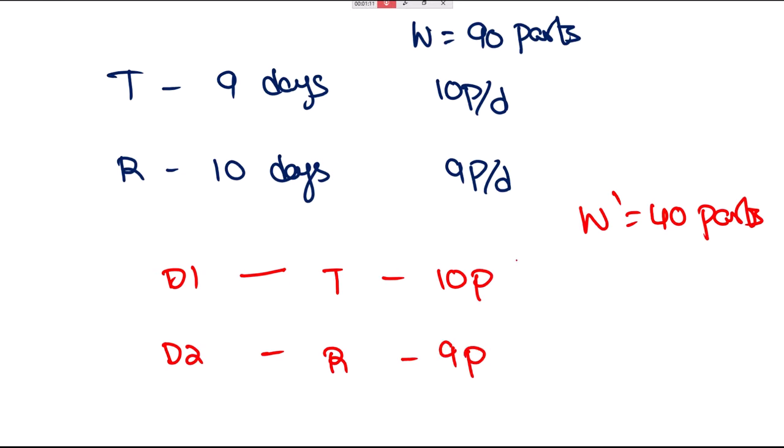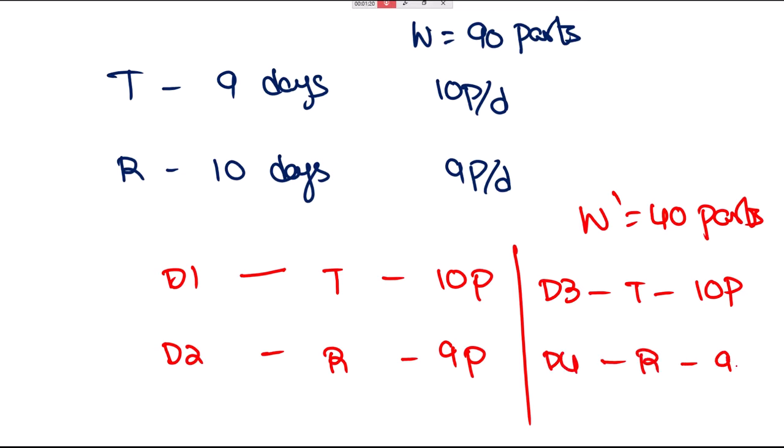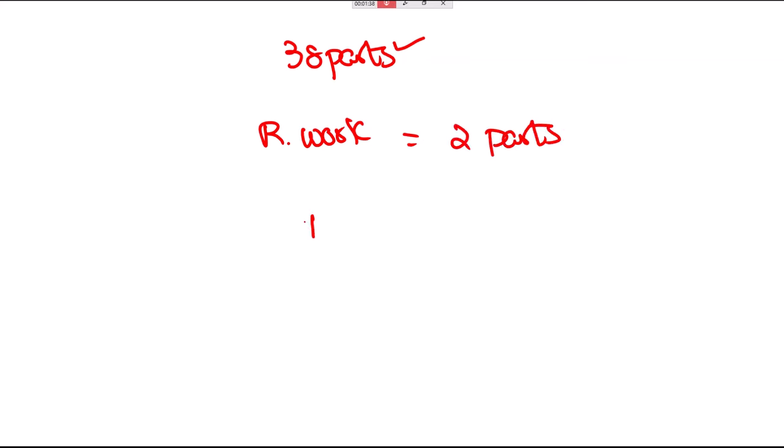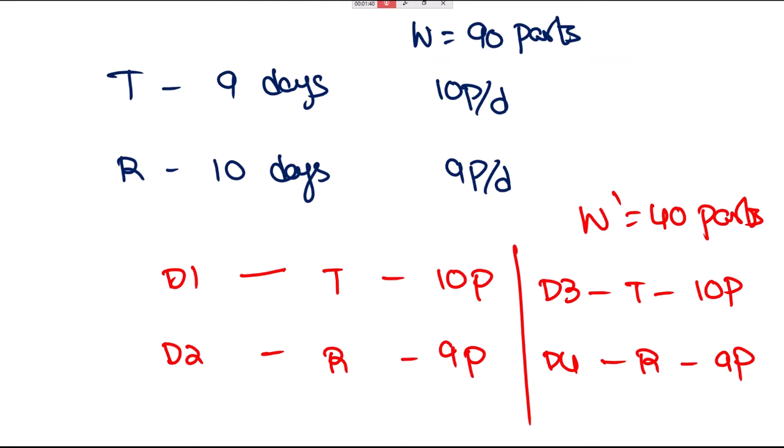19 completed. Then day 3 Thakul 10 parts. Day 4 Rowdy 9 parts. So what is completed so far? 38 parts are completed. Now remaining work is 2 parts. Who should do that? Fifth day coming to picture is Thakul. Thakul efficiency is 10 parts per day.